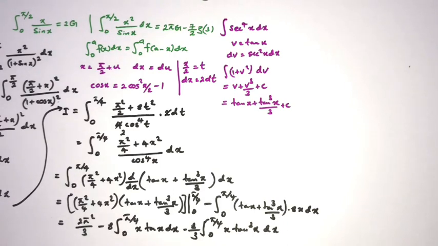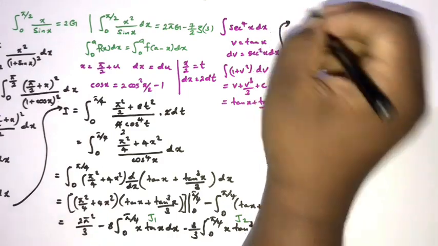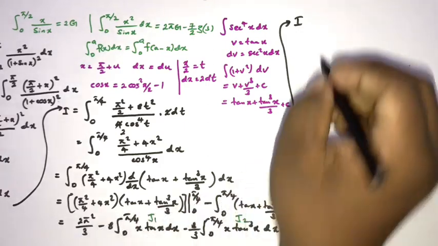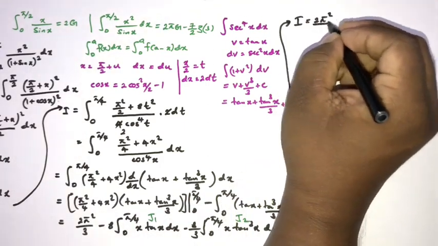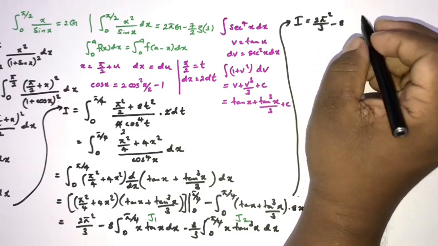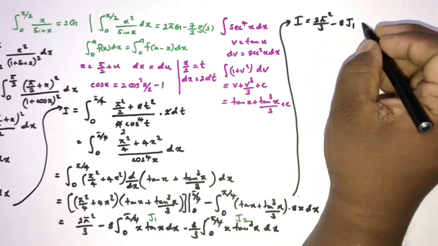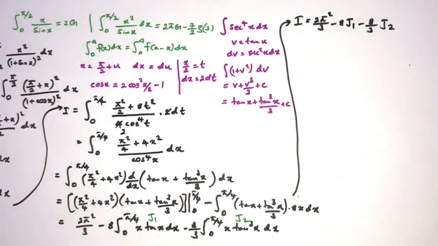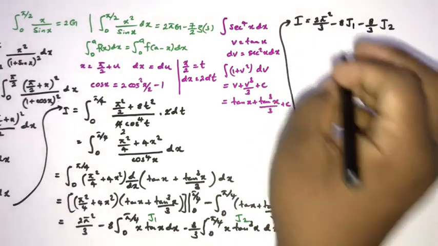Okay, now let's take this integral equal to J1, and this one equal to J2, so we can write now I is equal to 2π²/3 minus 8 times J1, then minus 8 over 3 times J2. Okay, then we need to evaluate J1 and J2, so let's take J1.